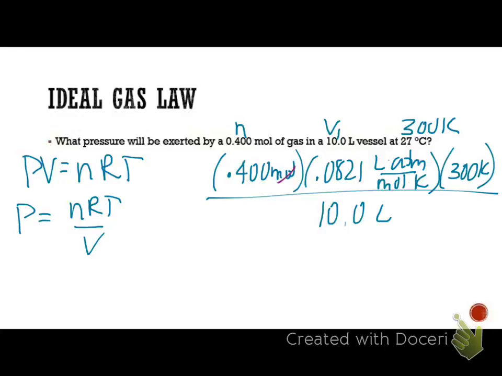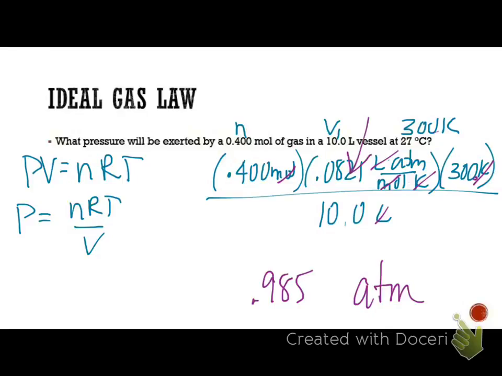So let me show you, moles are going to cancel, liters are going to cancel, and Kelvin is going to cancel, which leaves us with our unit of atmosphere, which is good because that's what we want. So we throw that in the calculator, and we should get 0.985. That should have been a 300. Everything has 3 significant figures.